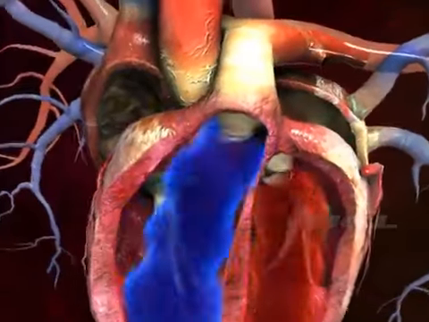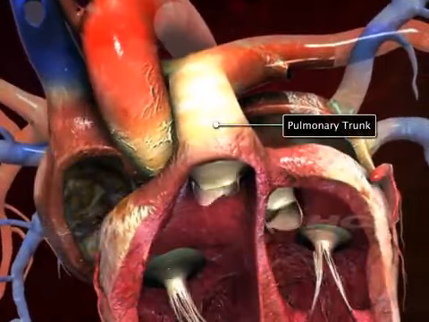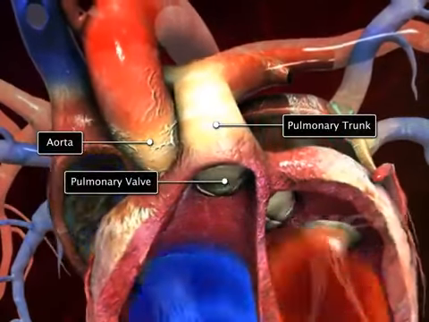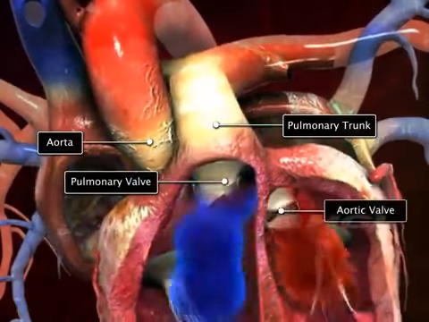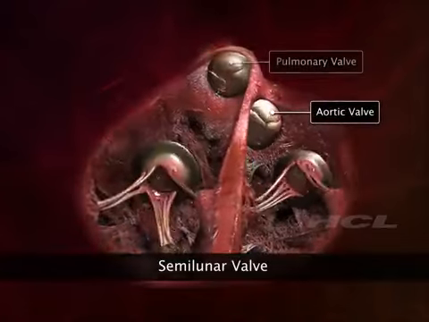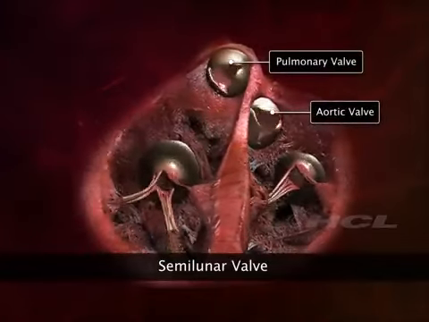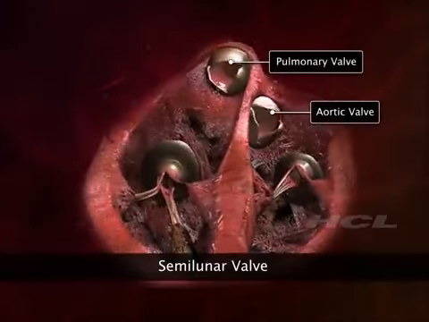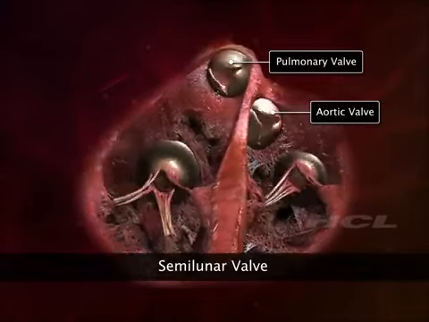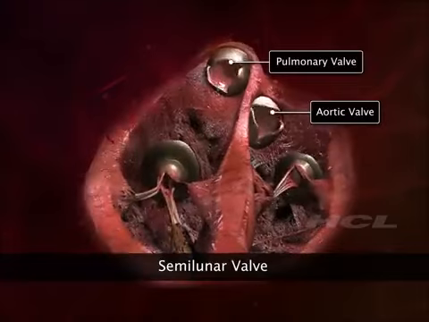There are also valves at the opening of the pulmonary trunk and the aorta. These are called the pulmonary valve and the aortic valve, respectively. Because of their crescent moon shape, these 2 valves are also called semilunar valves. The characteristic double-up sound of the heartbeat is produced during the closing of the heart valves.